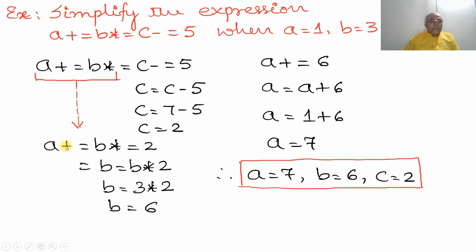Then b *= 2. What does it mean? The value of b is 3, so b = 3 * 2, which becomes 6. So b = 6. Then a += 6, that means a = a + 6. The value of a is 1, so a = 1 + 6. Therefore a = 7. So the value of a is 7, b is 6 and c is 2. This is how we can simplify the expression.